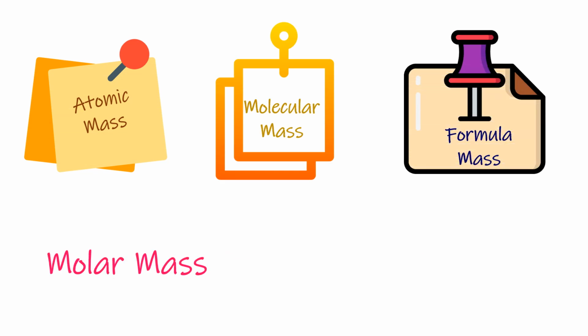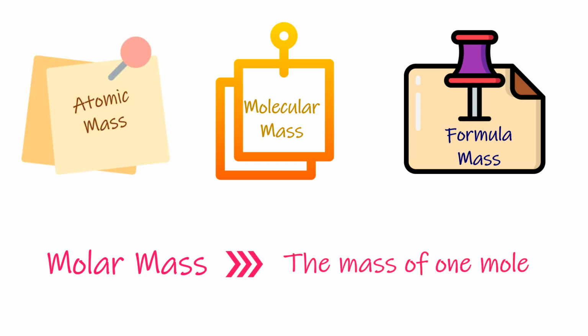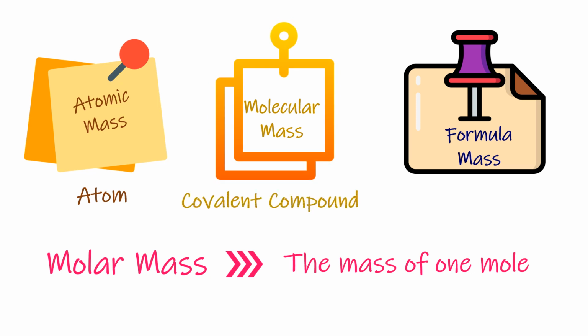Please remember, for the atomic mass, molecular mass and formula mass, we can use the term molar mass, which is the mass of 1 mole. Atomic mass is the molar mass of an atom. Molecular mass is the molar mass of a covalent compound. Formula mass is the molar mass of an ionic compound.